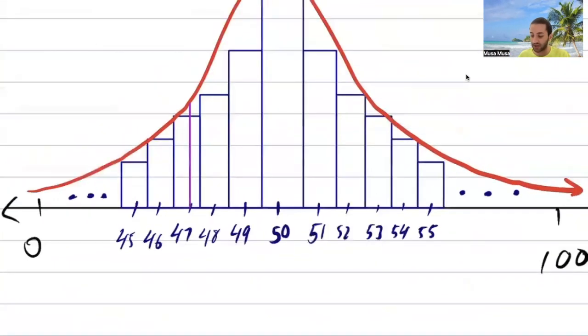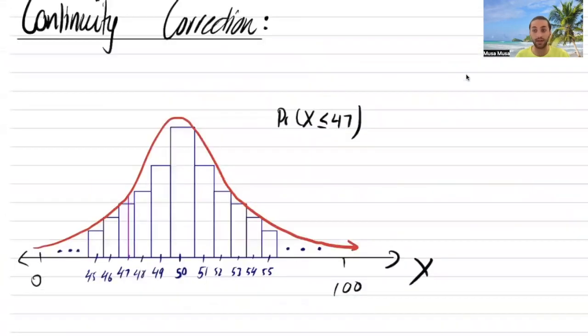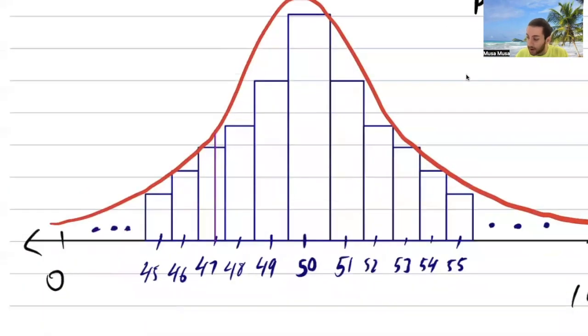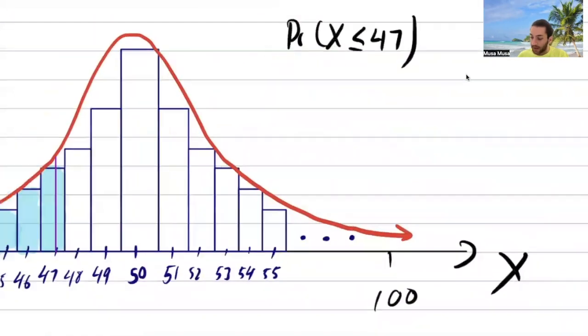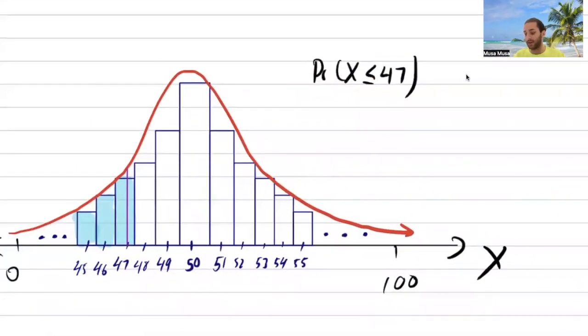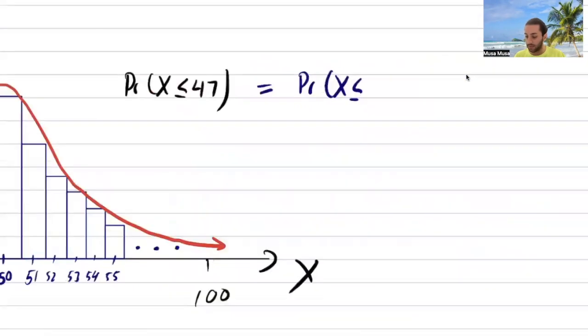So what the continuity correction says is, when you're approximating a binomial with a normal, always ensure you are including the full bar in that histogram. That means instead of saying X is less than or equal to 47, because we want to include the entire 47 bar, that is all of this, and all of this, we actually have to go a bit more to the right and say, no, it's better to say X is less than or equal to 47.5.